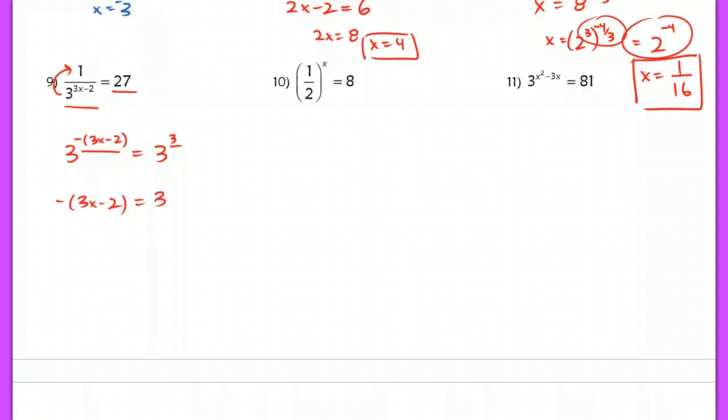In problem 10, I'm going to let you guys finish this one off and then just check with the key. But in problem 10, it's kind of the same idea here. So you guys should be able to finish off 10 and 11 and just get that extra practice and check.